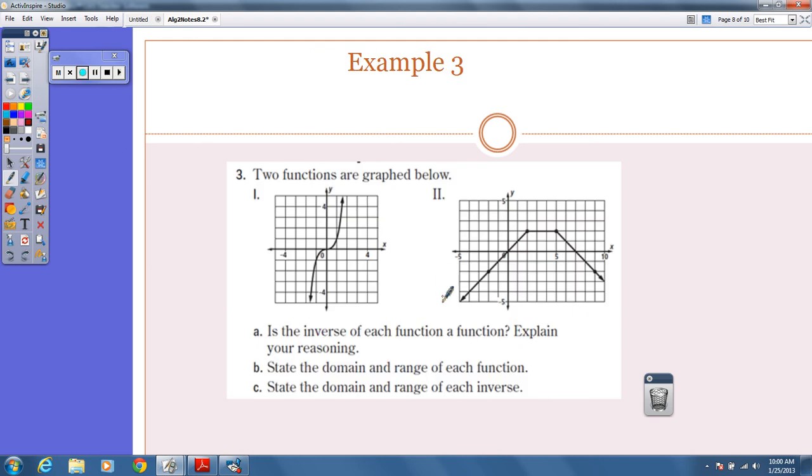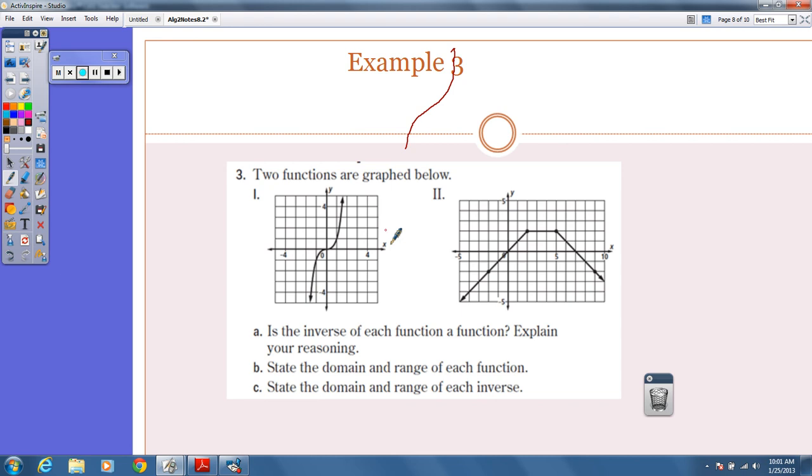These two functions are graphed. Is the inverse of each function a function? Explain your reasoning. Well, we could actually plot the ordered pairs and see what it looks like, but instead, I'm just going to check the horizontal line test. It gets a little wishy-washy here. I can't quite tell, but I will tell you that I know stuff. If I zoomed in on this graph, it is always going to be gradually going up. It looks like it's leveling off, and it is a little bit, but it never quite gets horizontal.